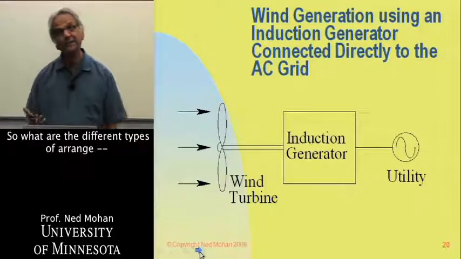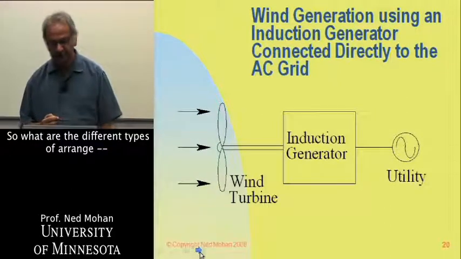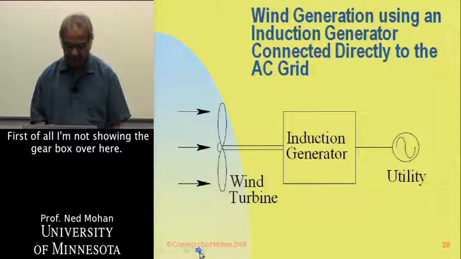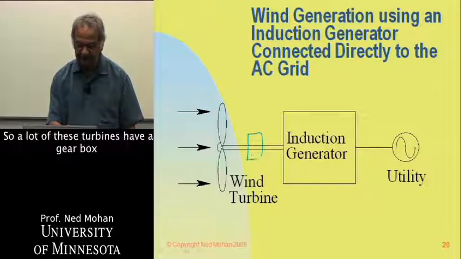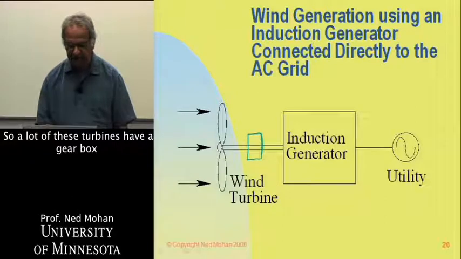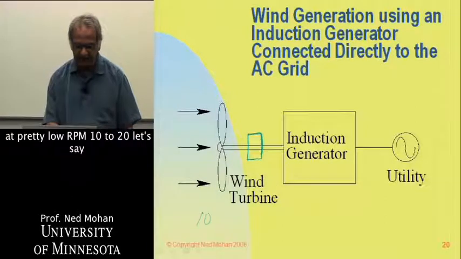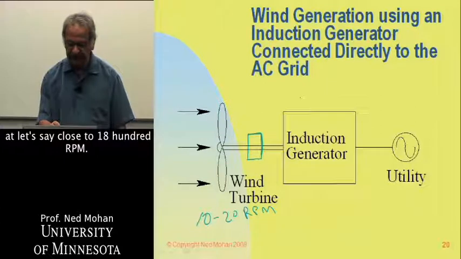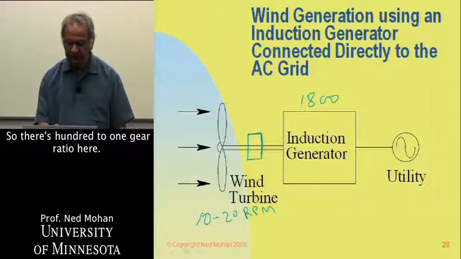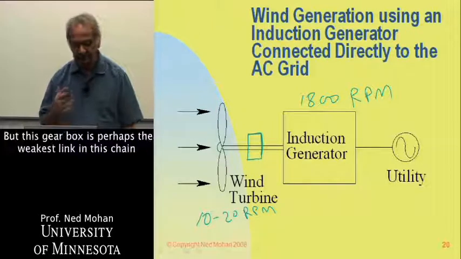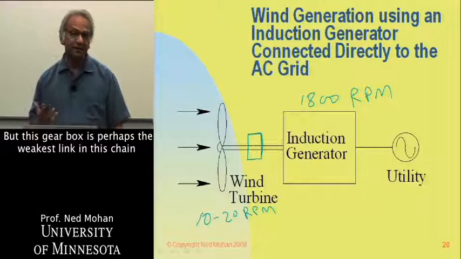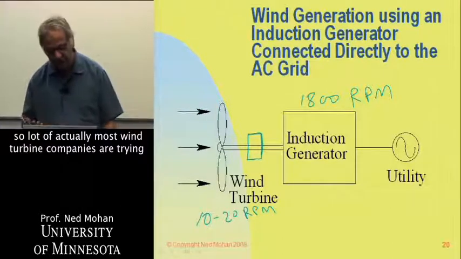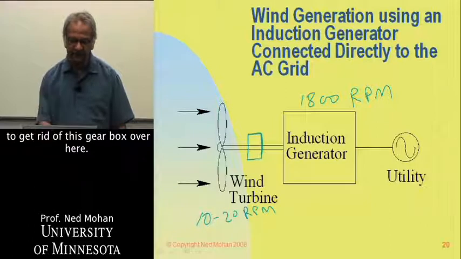So what are the different types of wind turbine arrangements? First of all, I have not shown the gearbox over here. So a lot of these turbines have a gearbox because these blades are turning at pretty low RPM, 10 to 20 RPM, let's say, and this induction generator may be turning at, let's say, close to 1800 RPM. So there's a 100 to 1 gear ratio here. But this gearbox is perhaps the weakest link in this chain. So actually most wind turbine companies are trying to get rid of this gearbox over here.